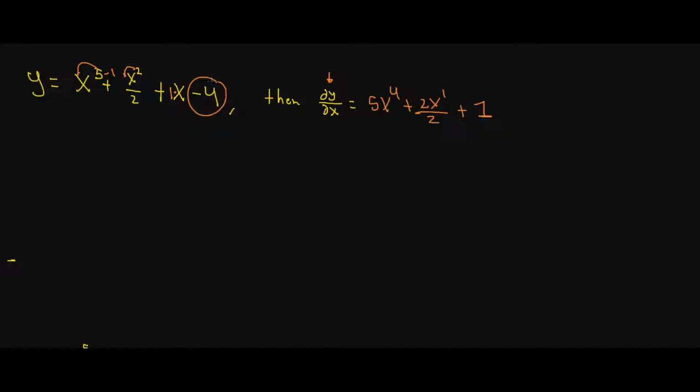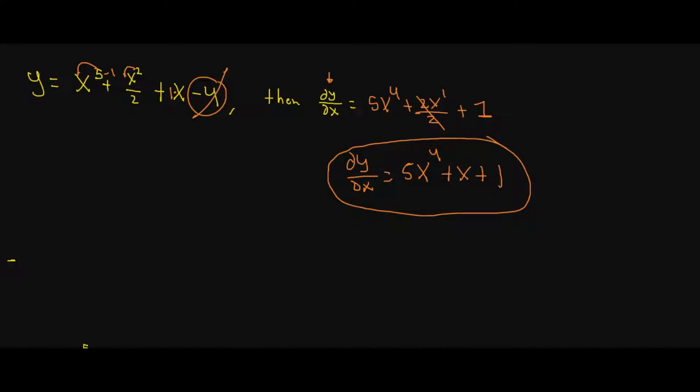And then what's the derivative of negative 4? Well, negative 4 is just a constant. We showed this in the last video. That's just going to be 0. And so there it is. Here's my function. The 2's can cross out, and so I get dy dx is equal to 5x to the 4th plus x plus 1. And there it is. And if I plug in some number, I'll get my instant slope.